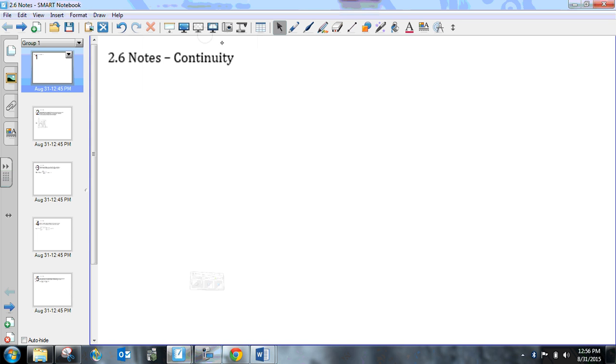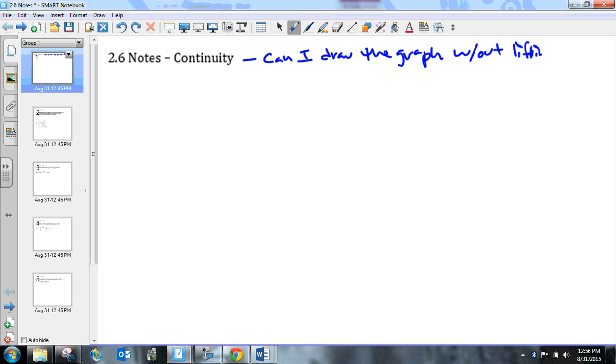Okay, the following is a video over 2-6 notes, and this is continuity. Basically, what continuity means, and here's how I think of it, you have to ask, can I draw the graph without lifting the pencil?